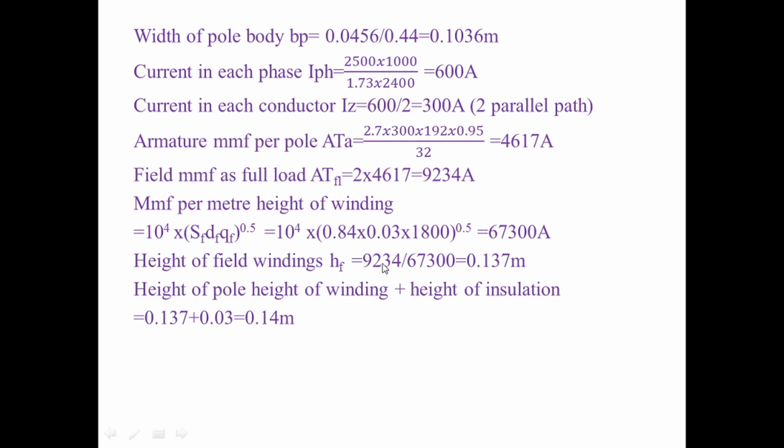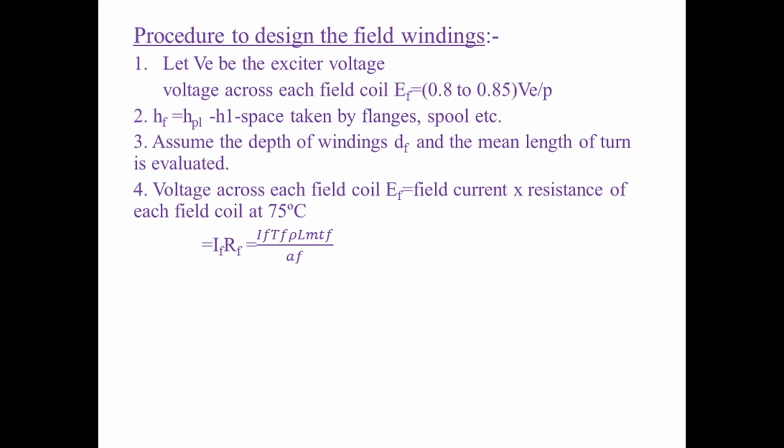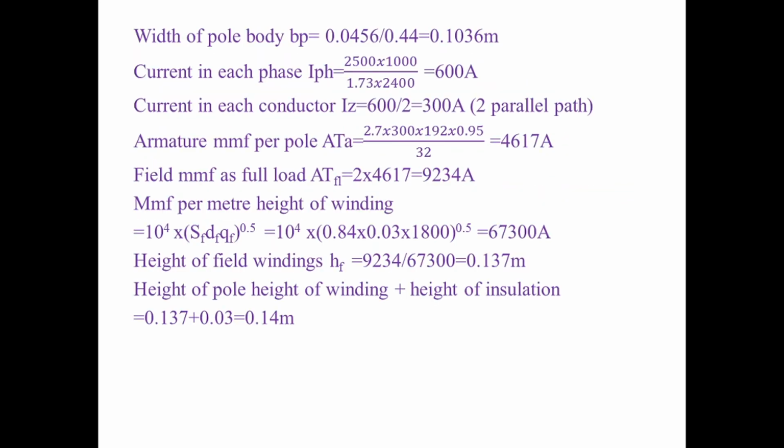Height of the field winding HF is given by 9234, that is field MMF at full load ATFL, divided by MMF per meter height of the winding. So you will be getting height of the field winding as 0.137 meter. Height of the pole is height of the winding plus height of the insulation, so we also need to consider the insulation. So it is 0.137 plus 0.03, and we will be getting 0.14 meter. That is the solution of this particular problem.